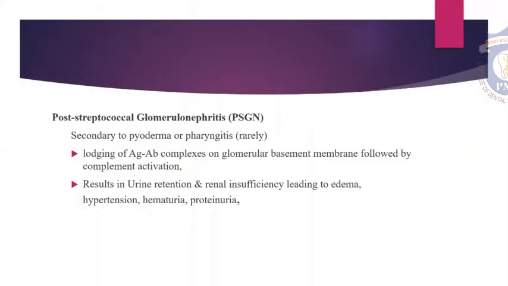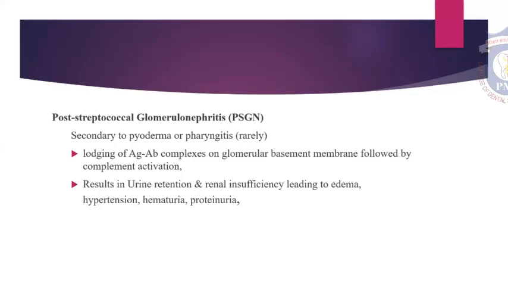Next, we are going to discuss post-streptococcal glomerulonephritis. This occurs secondary to pyoderma, or rarely pharyngitis. This occurs due to the lodging of antigen-antibody complex on the glomerular basement membrane followed by complement activation. It results in urine retention and renal insufficiency, leading to edema, hypertension, hematuria, and proteinuria. So these are all the clinical manifestations of Streptococcus pyogenes.